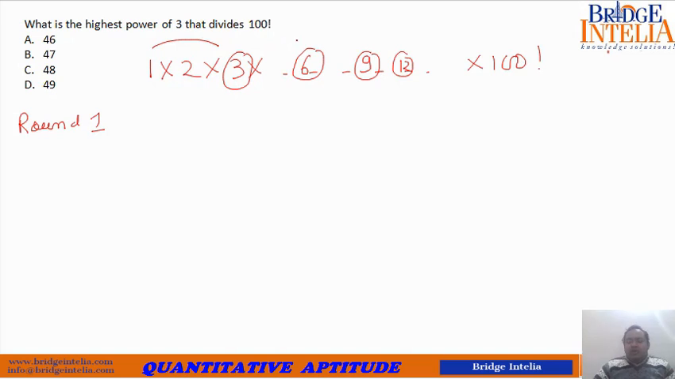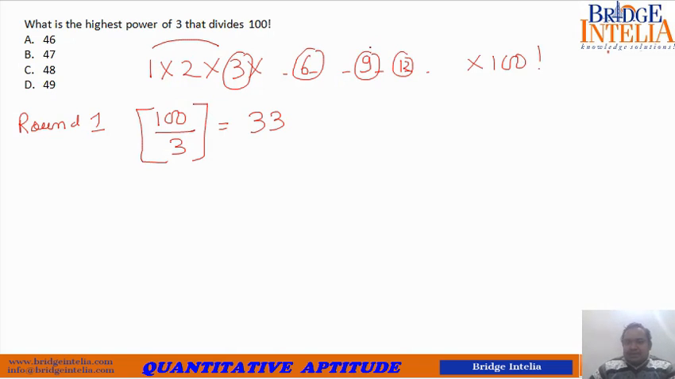So in round 1, I go to every third number. So in the first 100 numbers, every third number I will pick. So 100 by 3 powers, I will ignore the decimal part. So how much is round 1 equal to? 100 by 3, 33 point something, but obviously I cannot write a decimal. Fractional powers are not available.